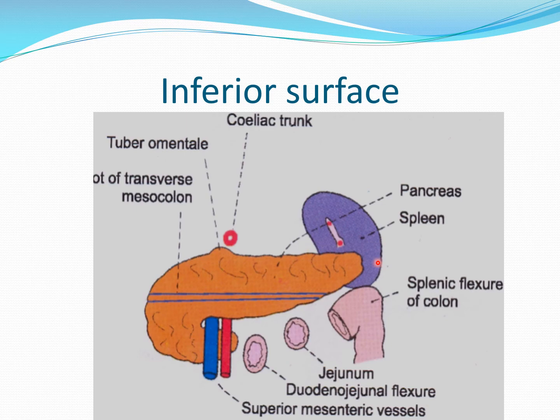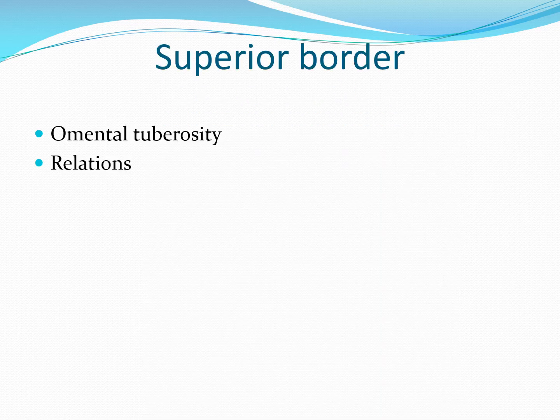So the inferior surface of the body of the pancreas is covered by the peritoneum and is related to the duodenojejunal flexure. This surface inferiorly is related to coils of the jejunum and the left colic flexure. This one is the coil of the jejunum and this one is the left splenic flexure of the colon. So these are related to the inferior surface of the body of the pancreas.